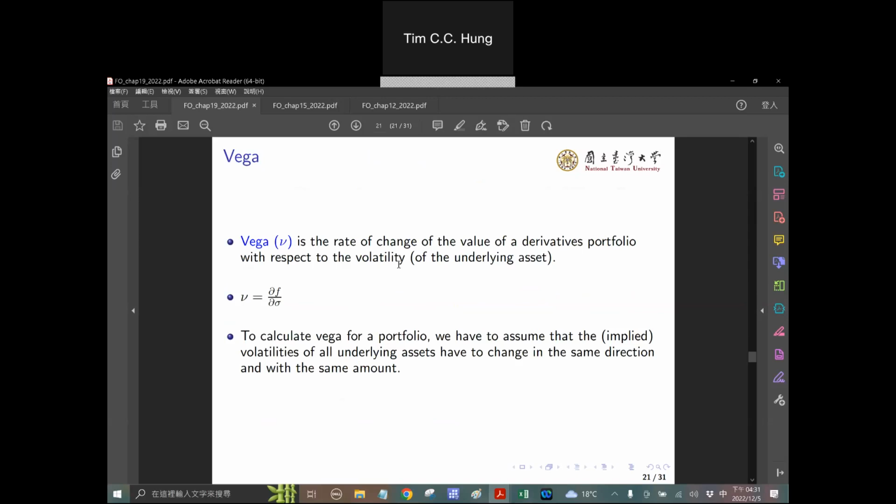So, yeah, that's something you have to make sure you make these kind of assumptions to calculate the Vega. Otherwise, you can only estimate a Vega for one single derivative, and it's not necessarily the case that they could be added across different derivatives. Okay. I hope you guys are following what I'm talking about.